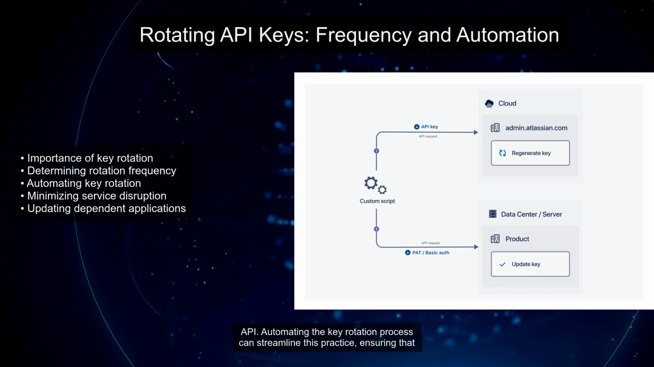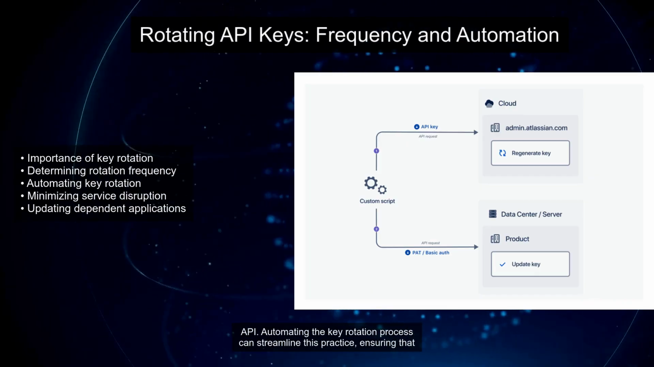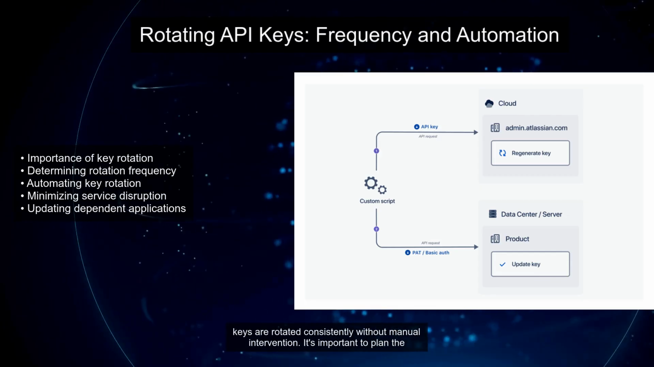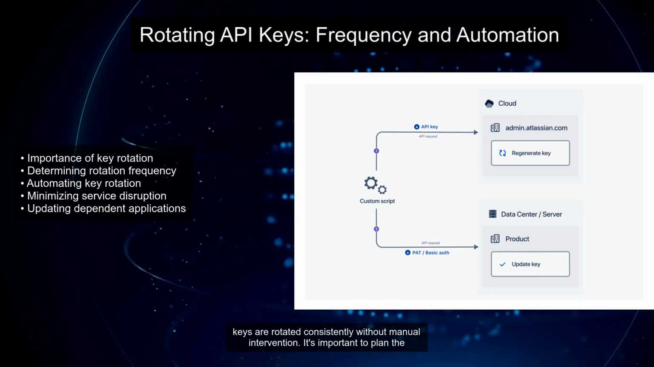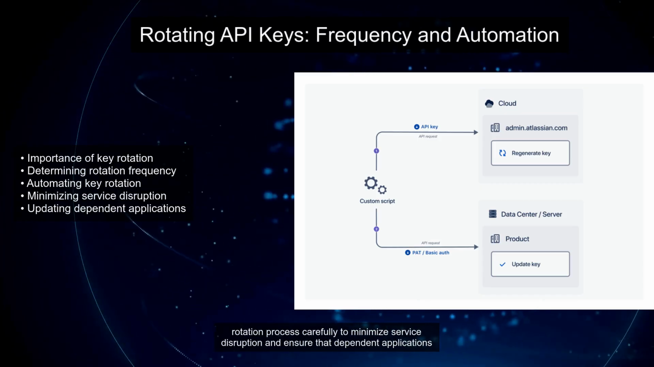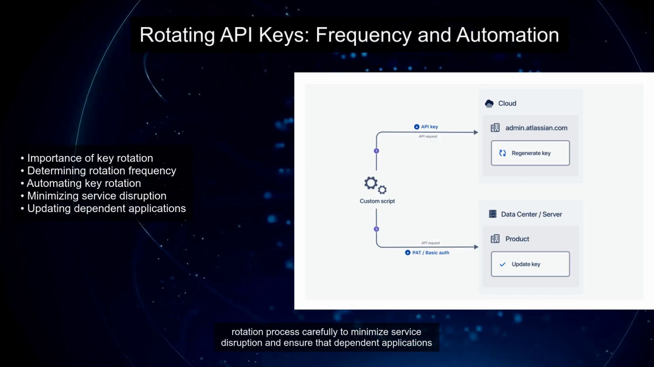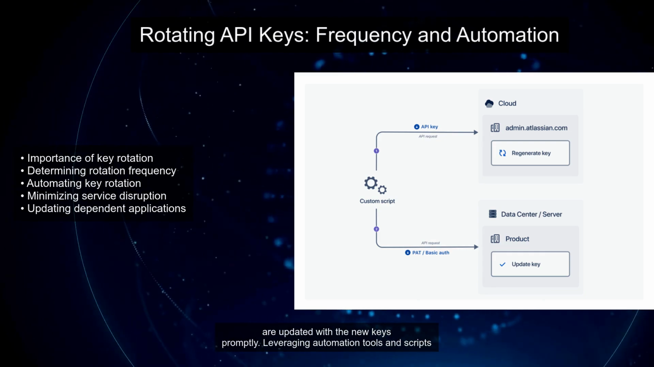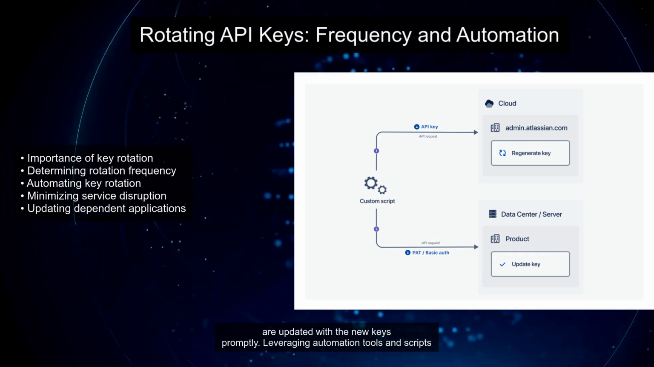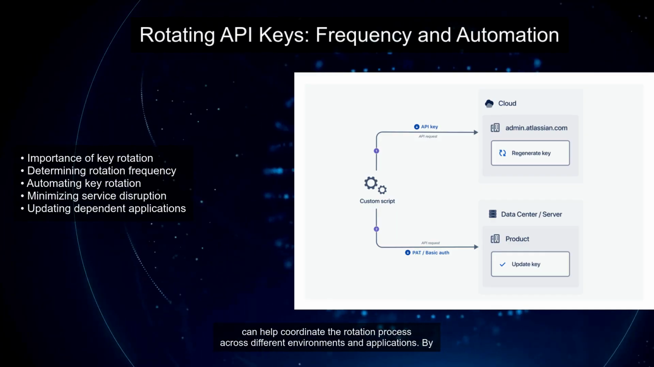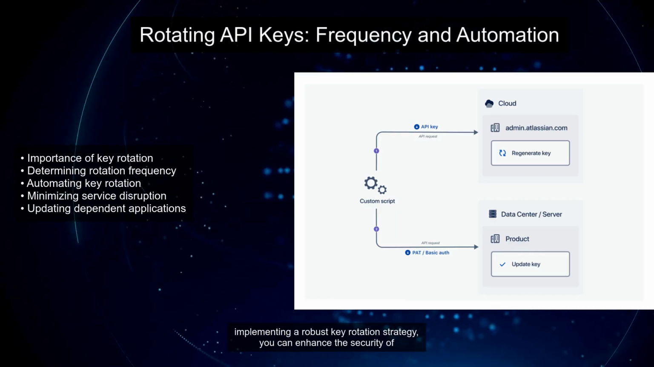of the API. Automating the key rotation process can streamline this practice, ensuring that keys are rotated consistently without manual intervention. It's important to plan the rotation process carefully to minimize service disruption and ensure that dependent applications are updated with the new keys promptly. Leveraging automation tools and scripts can help coordinate the rotation process across different environments and applications.